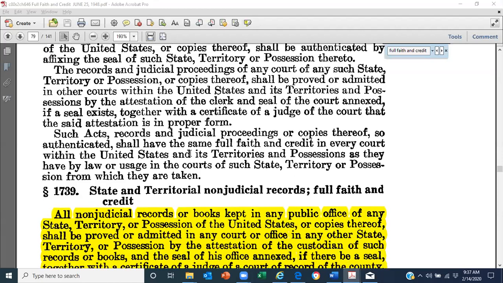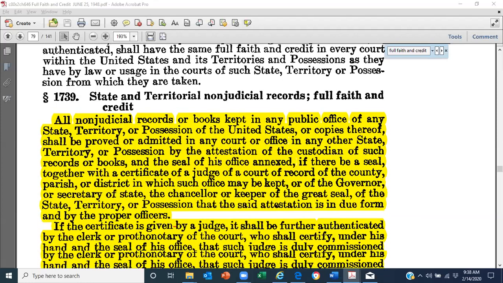Moving forward, such acts, records, and judicial proceedings, or copies thereof, so authenticated, shall have the same full faith and credit in every court within the United States and its territories and possessions as they have by law or usage in the courts of such state, territory, or possession from which they are taken. Okay, let's go to the next one.